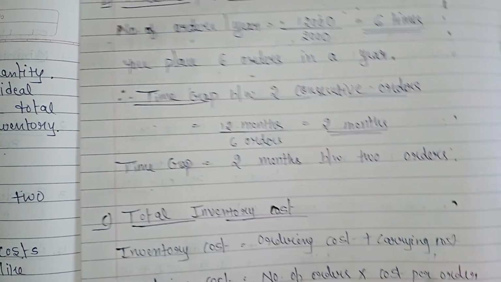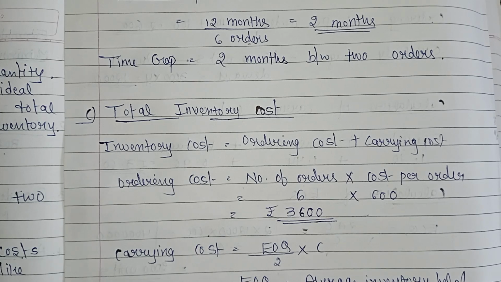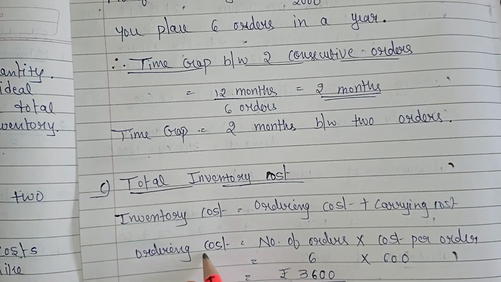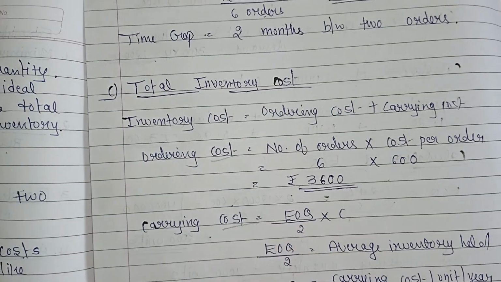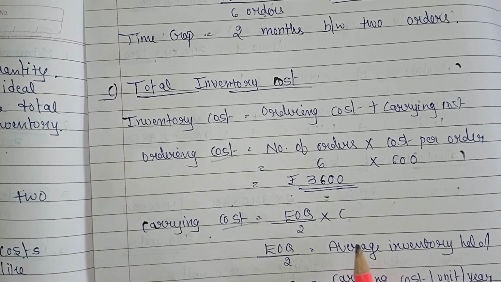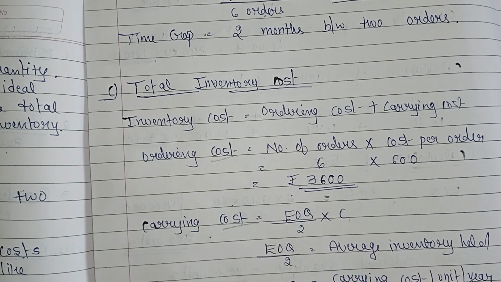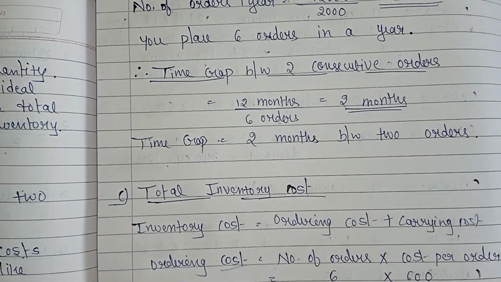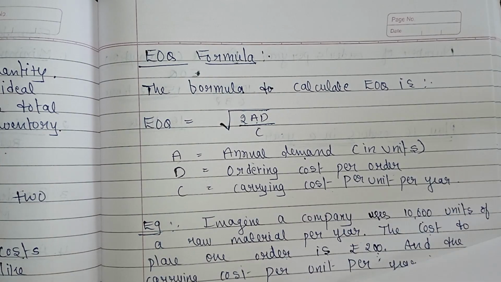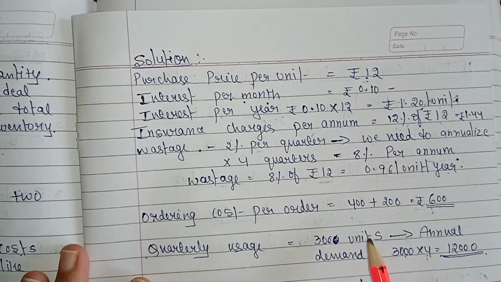Here the ordering cost and carrying cost formulas differ, right? Because the ordering cost is transaction based, but the carrying cost is inventory level based. That's why the formulas differ for ordering cost and carrying cost. Clear? I hope this problem is clear to you all, but you should be very careful while solving the problems.